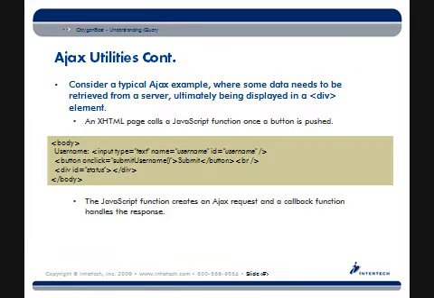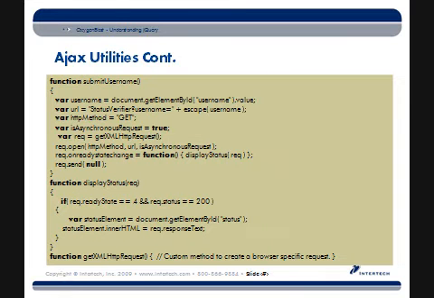A real simple and very common Ajax example is where maybe you have some sort of a button and a text field, you want to send some information to a server, and when the server is done processing it, you get the response. You want to put some sort of a message somewhere in the page. So for example, I've got a simple username text box, and I've got a button for submitting a username. And what I want to do is, once that button is clicked, I want to call a JavaScript function called submit username. That's going to handle creating the Ajax request. And that would look something like this.